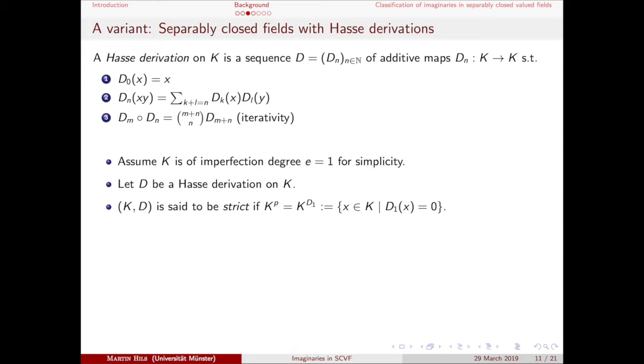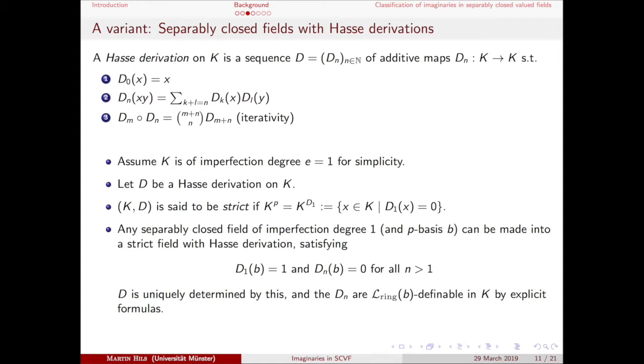Okay, let D be a Hasse derivation on K, then we say that the pair (K, D) is strict if the constants for D_1 are exactly given by K^p. K^p is always included, but it could be more. So we want equality here. It is called strict.